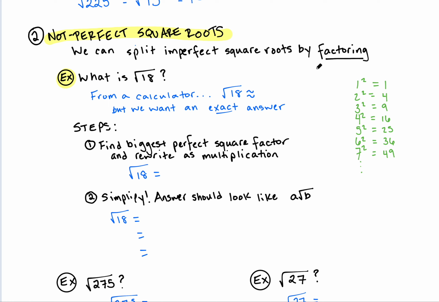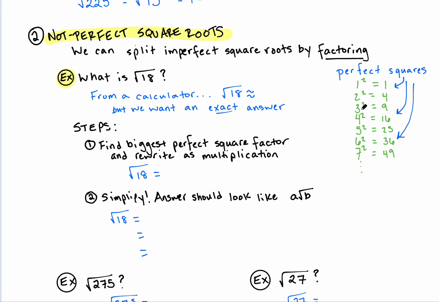Not perfect square roots are numbers that don't have a clear square root. For example, over here on the side in green, I've got lots of what we call perfect squares. Perfect squares are numbers that are exactly one number times itself. So 1 squared is 1, 2 squared is 4, 3 squared is 9, and all of these numbers are considered perfect squares. If you're between these, like the number 11, it isn't a perfect square because its square root is some decimal between 3 and 4. It's not a perfect number.